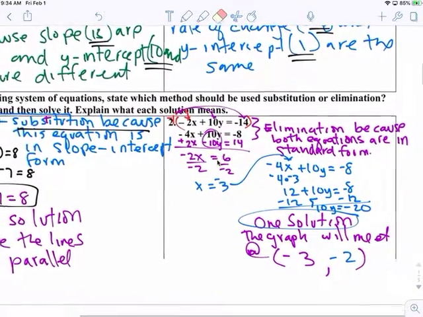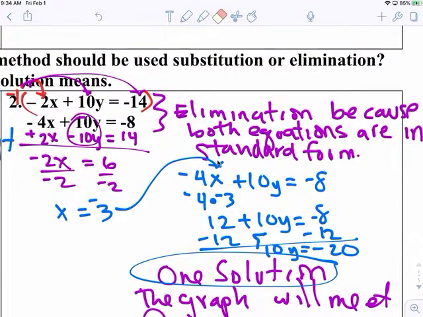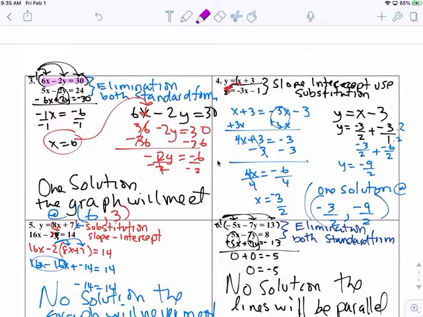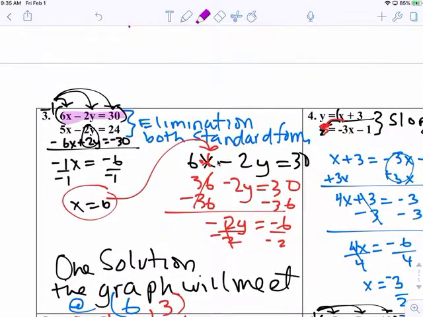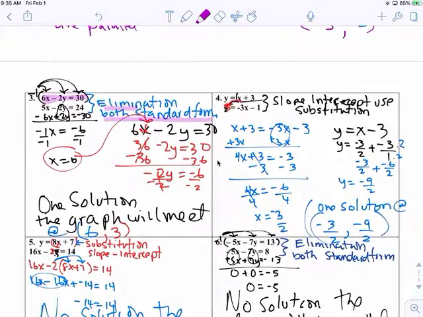Okay, and then here one solution, you'll use elimination because both of these are in standard form. Right here, these are standard form. Use the words standard form. It's very important you know the vocabulary words. You use elimination because both are in standard form. Use elimination, one solution at. Okay?